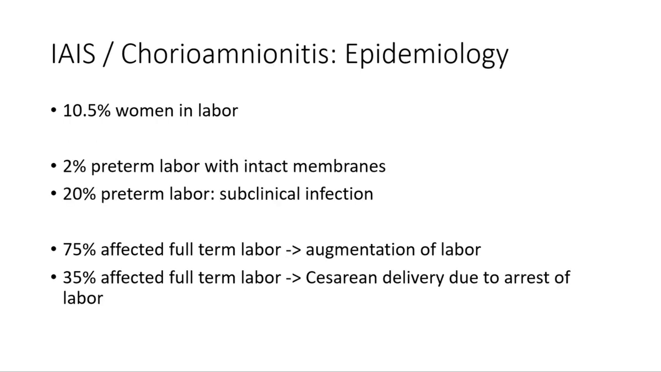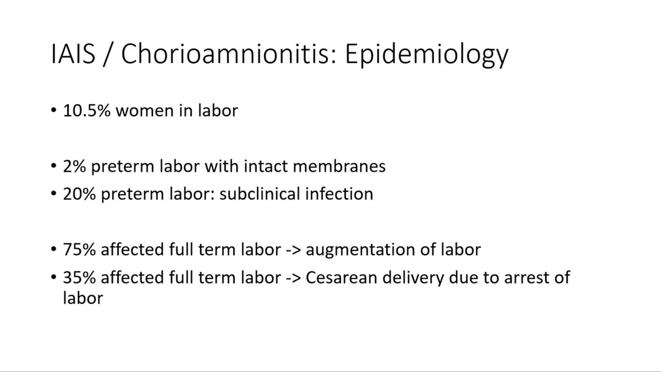All right, epidemiology. I was actually a little bit surprised that it was not uncommon. It happens in about 10% of women in labor. More so in preterm labor, less so in preterm labor with intact membranes, right? Remember, rupture of membrane is a risk factor, and about 20% of preterm labor has a subclinical infection as well. 75% of ladies affected in their full term labor would need an augmentation of labor, and 35% end up with a cesarean section because of arrest of labor.